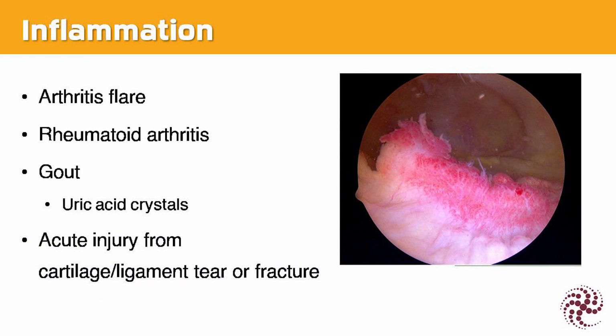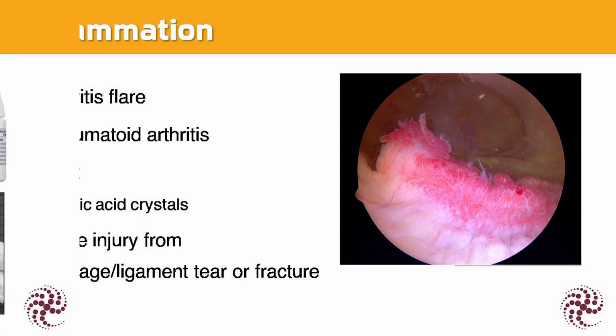With this increased friction, we get more inflammation, and this can cause an arthritis flare. The knee can become very swollen and tender, and we can lose motion with this. There are other conditions, including rheumatoid arthritis, gout with uric acid crystals, and an acute injury that can cause a similar type of inflammation. And that's why it's important to see your doctor to rule out these types of causes.